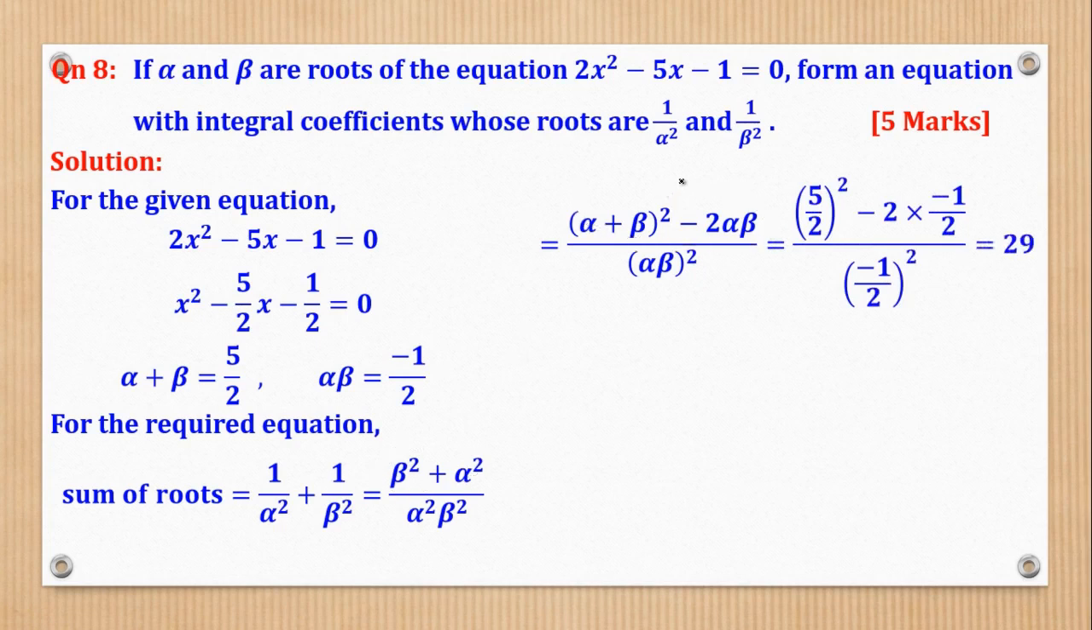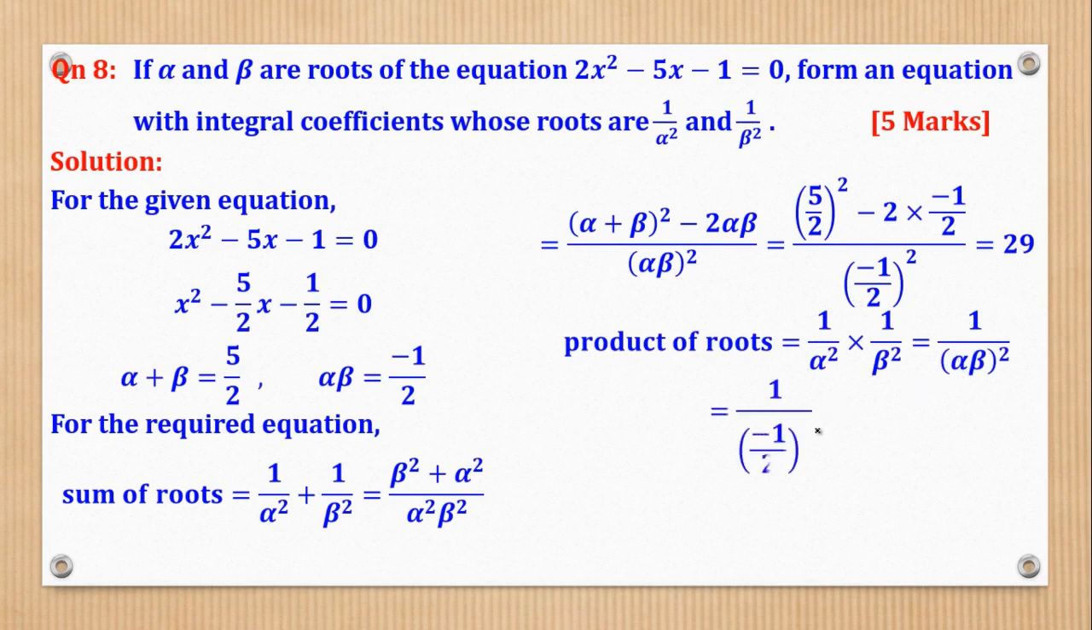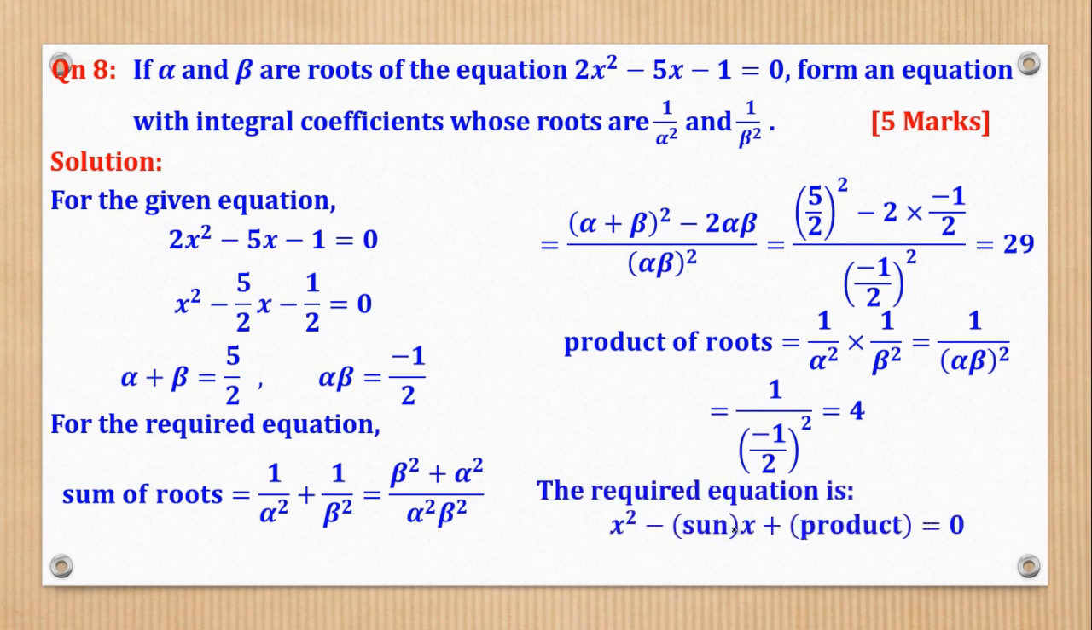Then from there we substitute sum and product to give you 29 as the sum of roots. Then product of roots, we will multiply and substitute to give you 4 as the product of roots. Therefore the required equation will be given in this form, so this is sum, not n, sum. So substitute and that will be the equation they wanted.